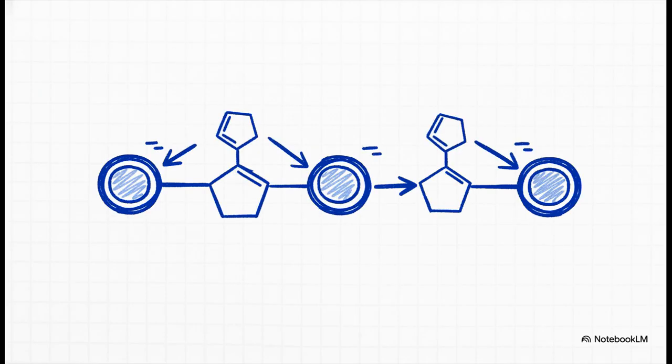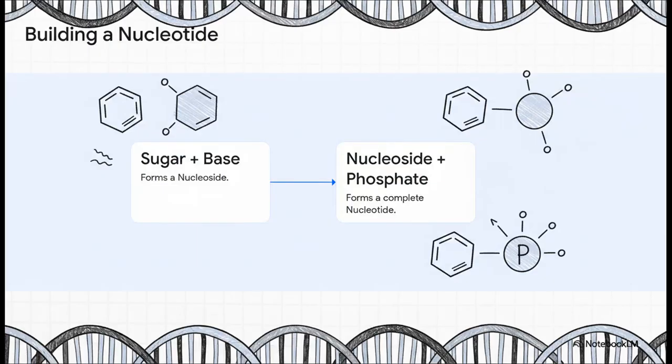And finally, component number 3. We have our paper and our ink. Now we need to link the pages together. That's the job of the phosphate group. Think of it like a staple or a binder clip that connects one sugar base unit to the next, creating this long chain. So here's how it all clicks together.